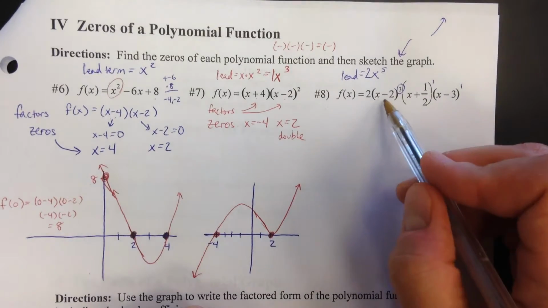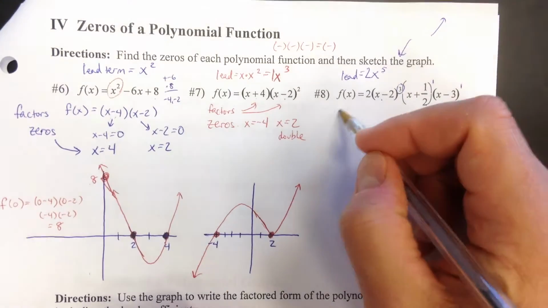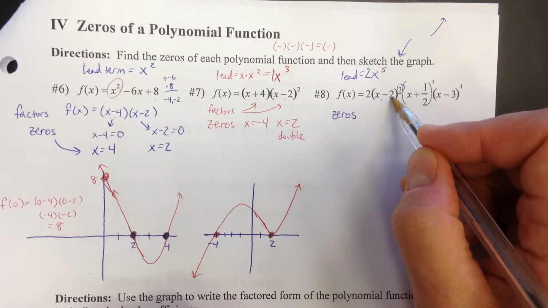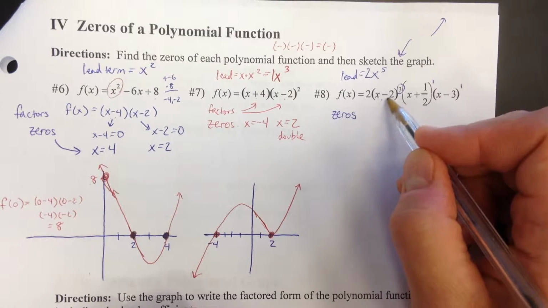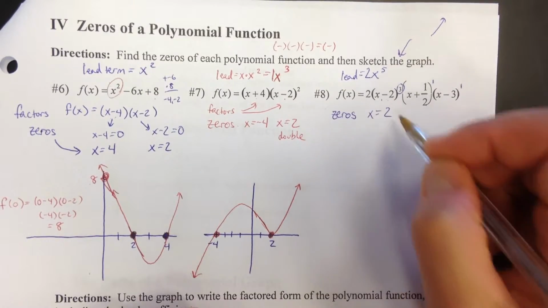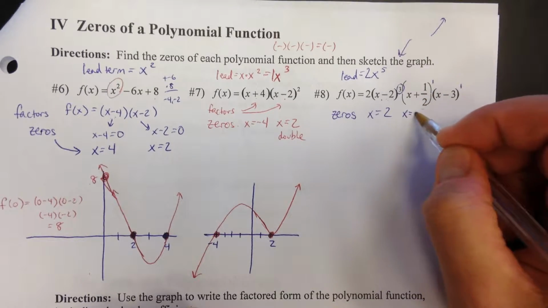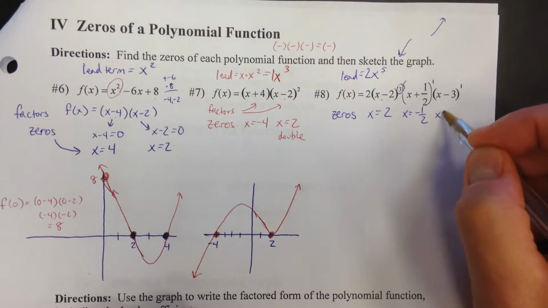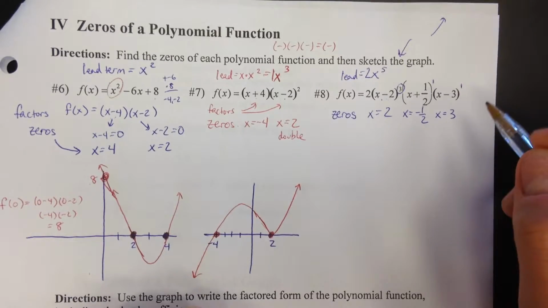Okay, so we've got our factors, x minus 2 to the third, x plus 1/2, x minus 3. The zeros would be, this would be a positive 2. To make this equal to 0, you'd plug in the opposite of this value. So x minus 2, the solution, the 0, would be at positive 2. Here it would be negative 1/2. And here it would be positive 3. 3 minus 3 is 0. Negative 1/2 plus 1/2 is 0.